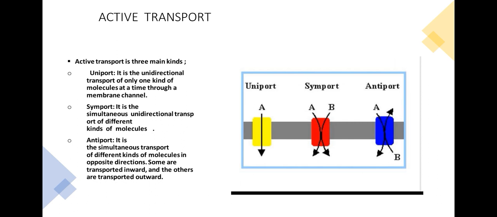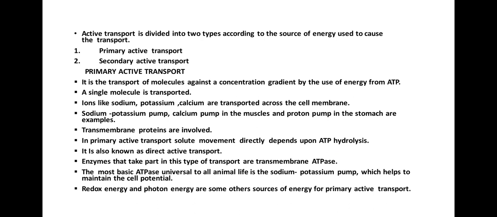Uniport is the unidirectional transport of only one kind of molecule at a time through a membrane channel. Symport is the simultaneous unidirectional transport of different kinds of molecules. Next, antiport is the simultaneous transport of different kinds of molecules in opposite directions. Some are transported inward and the others are transported outward.